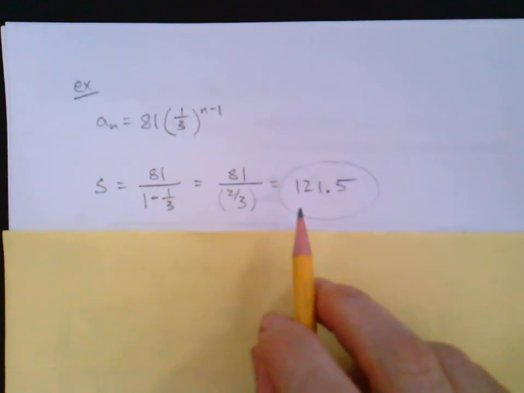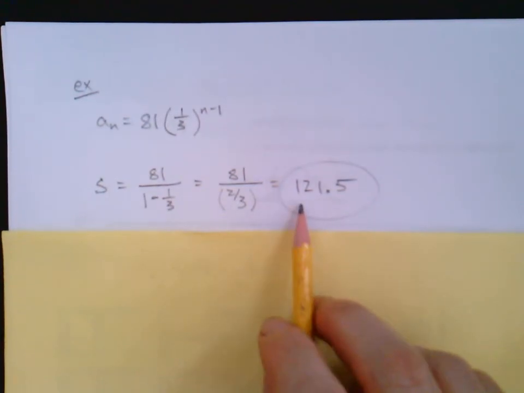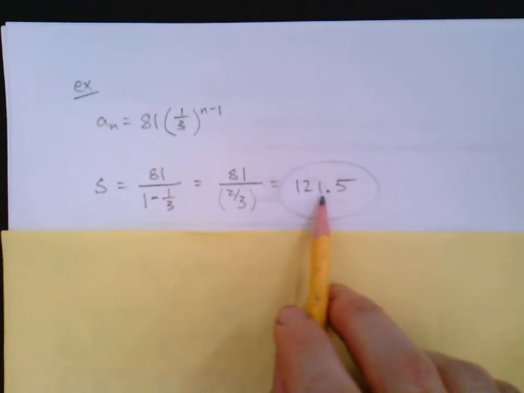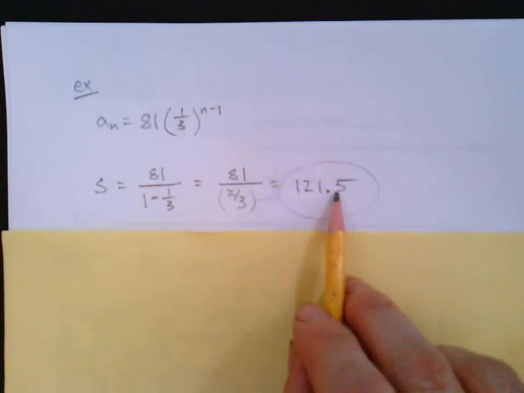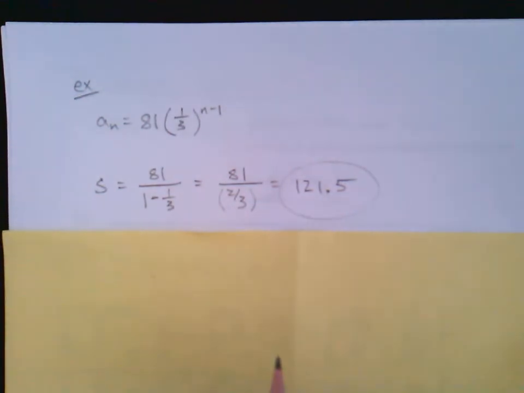And this should just blow you away. The first 5 terms are 121. After that, starting at the 6th term and going infinitely more, it's just 0.5. That is crazy. Okay.